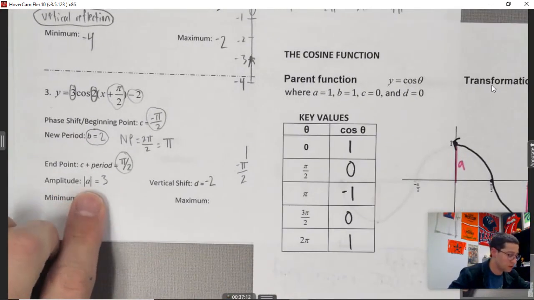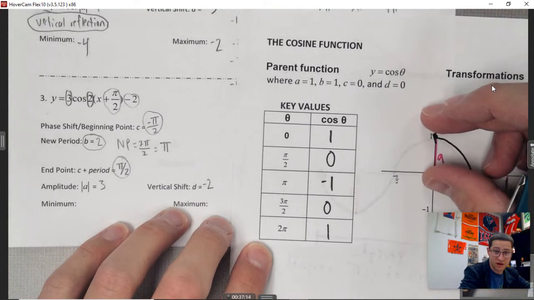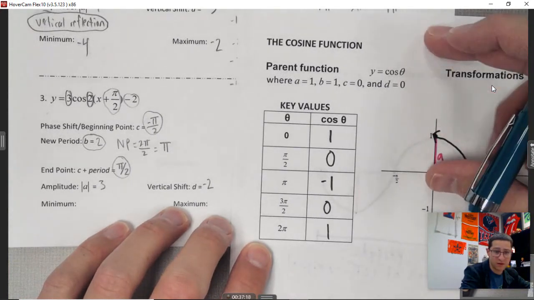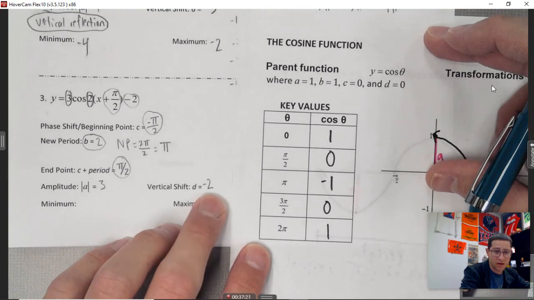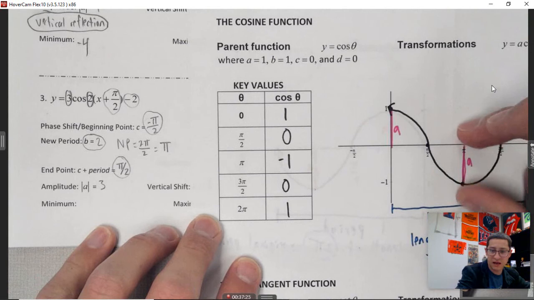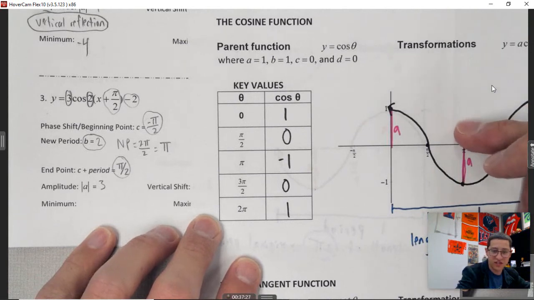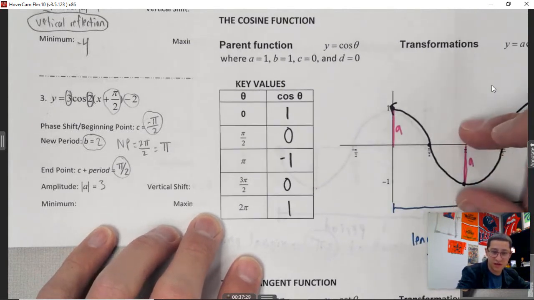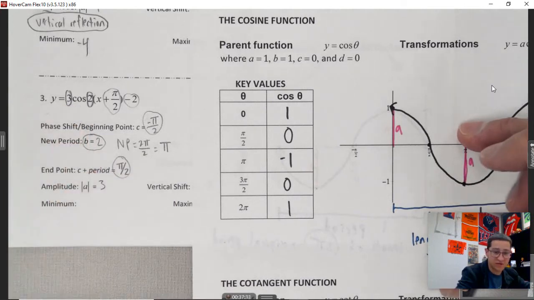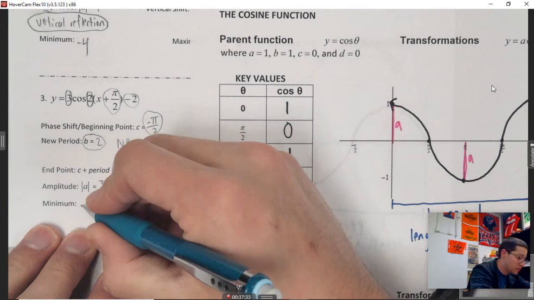So the amplitude, right, is going to be that 3, right? So it was up 1, but now it's up 3, okay? And so let's start with the minimum. Okay, so negative 3, right? But then it shifted down 2. So it was negative 1, but we multiplied by 3 for your amplitude, and then shifted down 2. So your minimum is going to be negative 5.